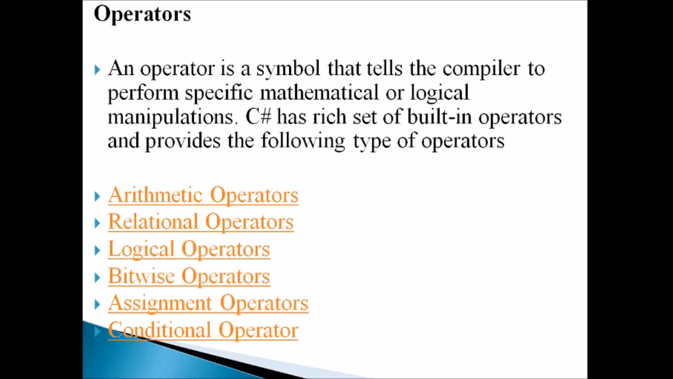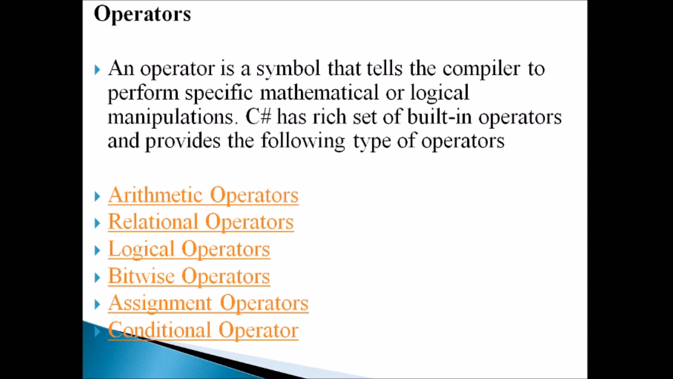Generally, an operator is simply a symbol which tells the compiler what should be performed. For example, plus, minus, slash, less than, greater than, and so on. All these are called operators, but simply it is known as a symbol, isn't it? It tells the compiler what kind of mathematical or logical manipulation should be performed. So that is what operators are.